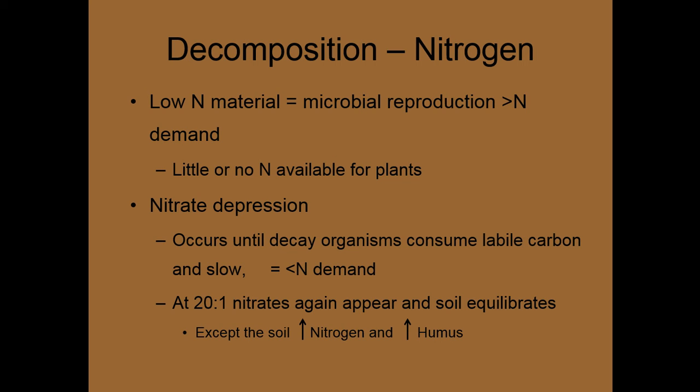This is what we call a nitrate depression period. It occurs when decay organisms consume the labile carbon and decrease that carbon to nitrogen ratio until we get down to about a 20-to-1 ratio again, and then nitrates begin to appear and the soil equilibrates.